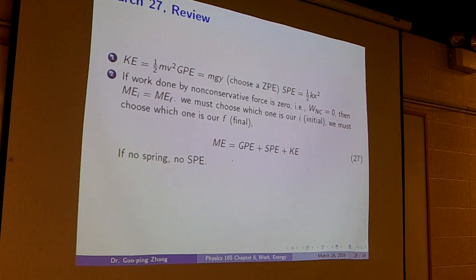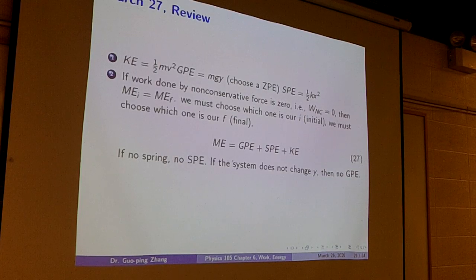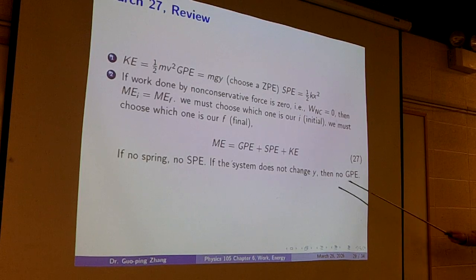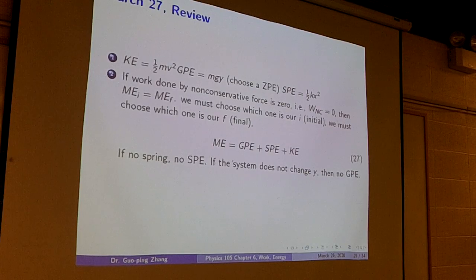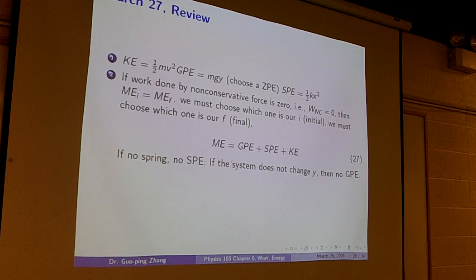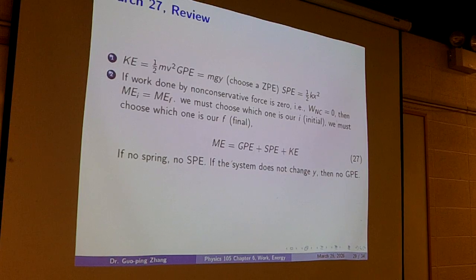That will be the case which we should be careful about. If the system does not change y, which is elevation, in other words, the y direction is not there at all and it's always constant, then you will see I do not need to put the GPE there. And if there is no spring, you do not have spring potential energy. If there's no y change, we do not have a y like this. So that's essentially a review of what we learned last time.